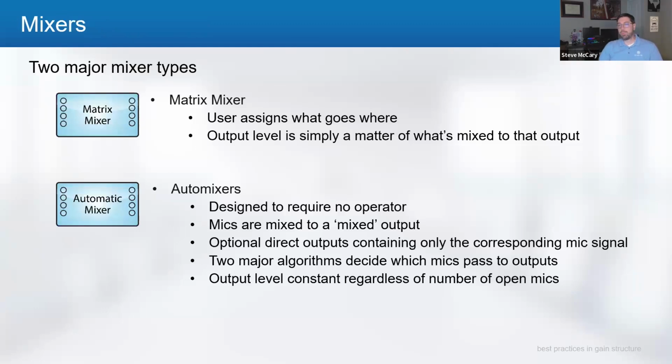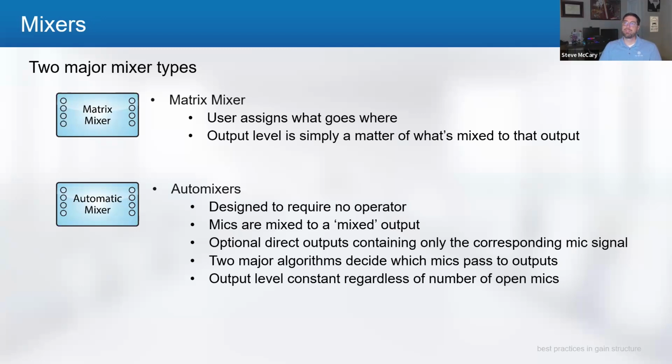Okay, once we have gone through with the notch feedback controller, the next thing that we want to talk about is using mixers. So we have two different types of mixers. There are matrix mixers, which are very simple, couple of inputs, couple of outputs, route them, move on. And then we have auto mixers.